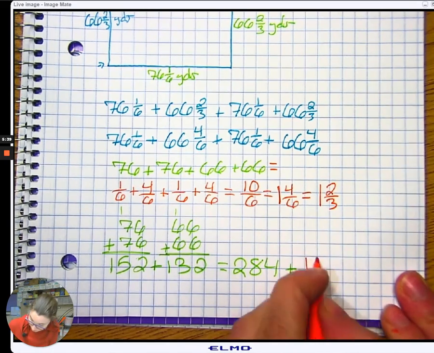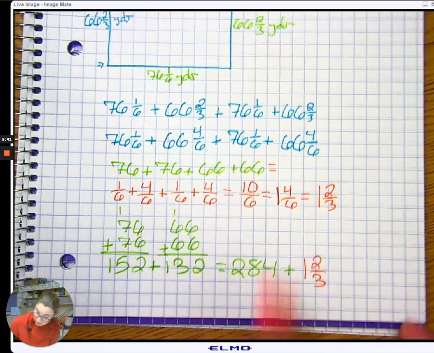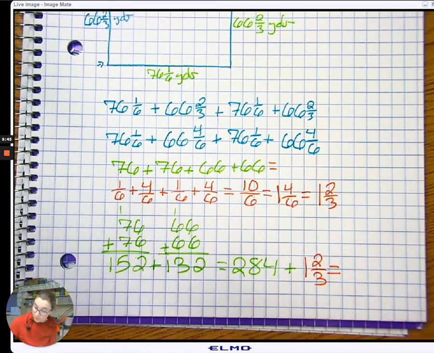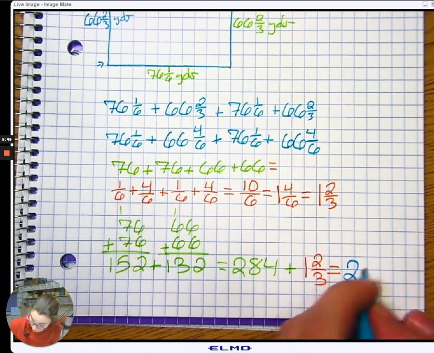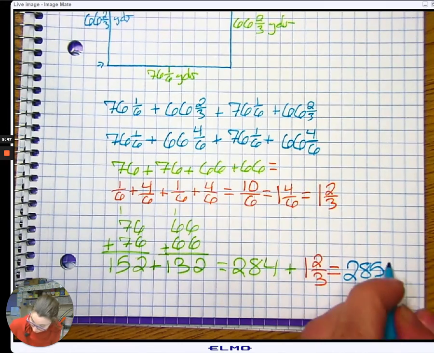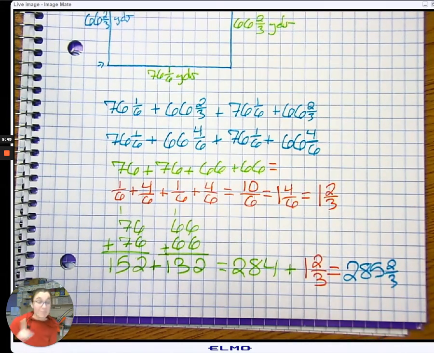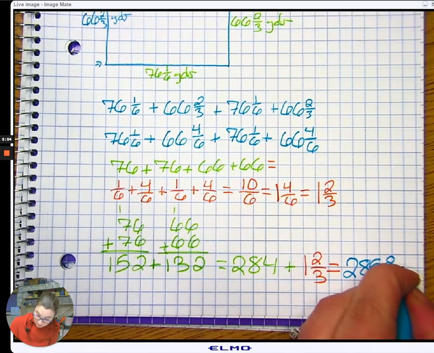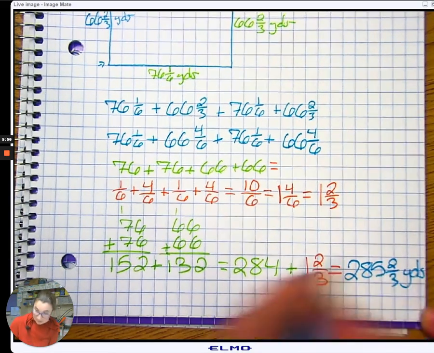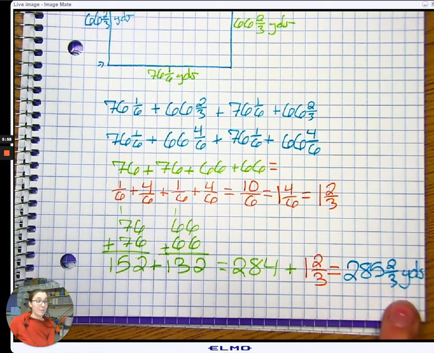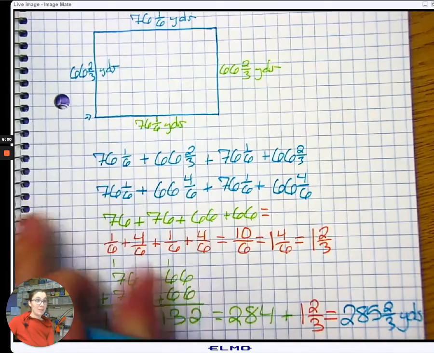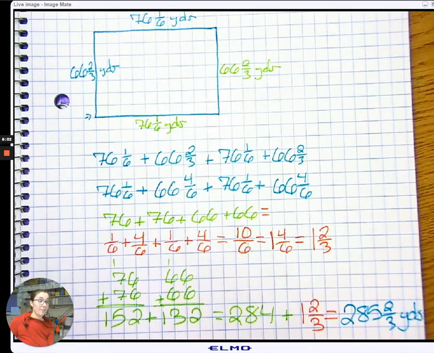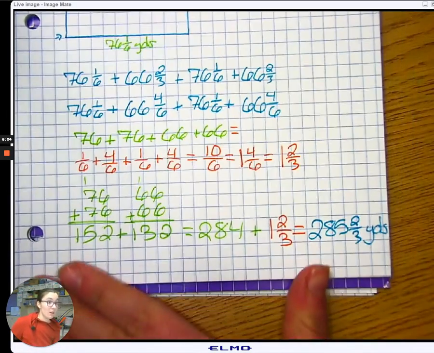So plus 1 and 2/3 equals 285 and 2/3. I'm not done yet. 2/3 yards. The length, the perimeter of the block, all the way around this rectangle here is 285 and 2/3 yards.